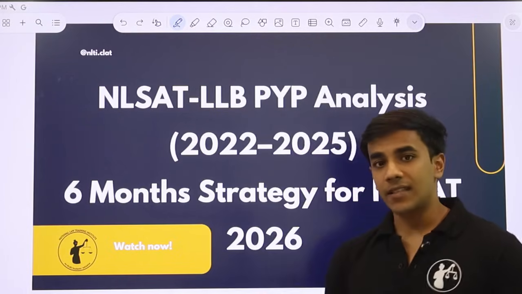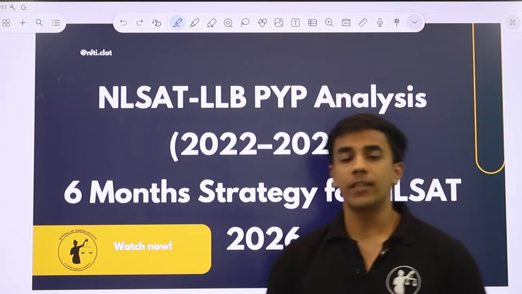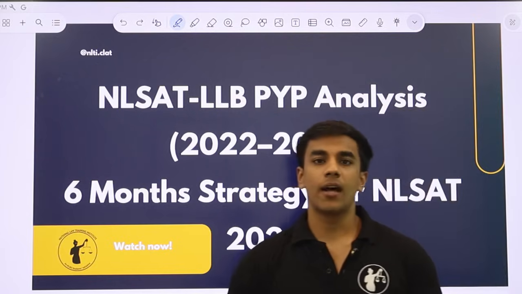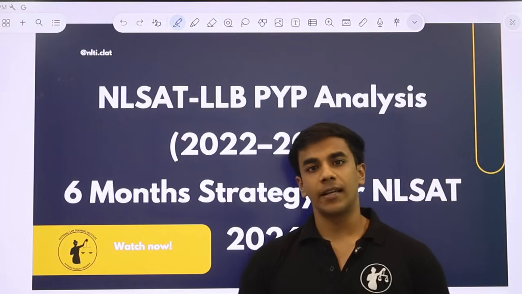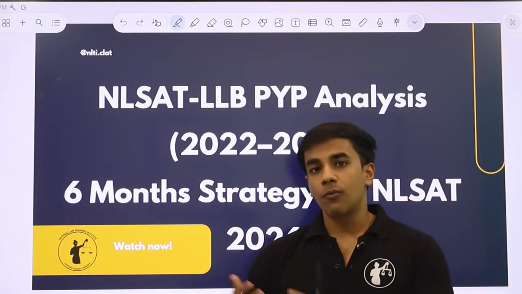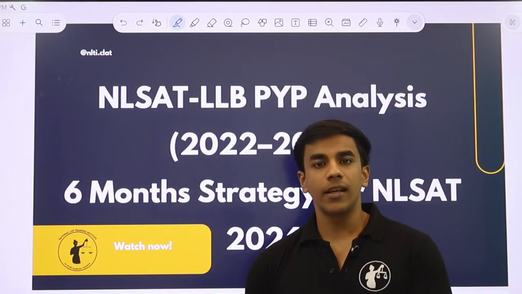So in this session, as I've told you, this is going to be a very important session. We will be decoding all the previous year papers of NLSAT. NLSAT 2022 में start हुआ था, so there have already been 3-4 editions of the paper: NLSAT 22, 23, 24, 25, and now what this means for NLSAT 2026. So we'll be discussing everything in very detail.